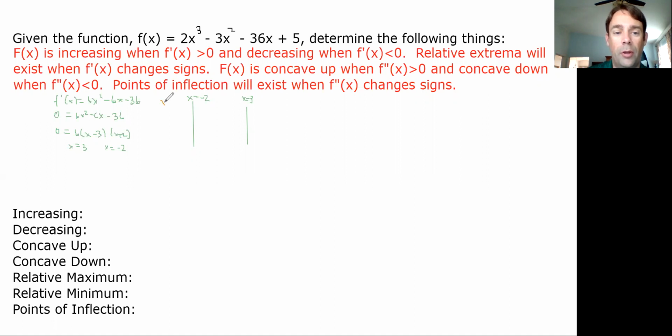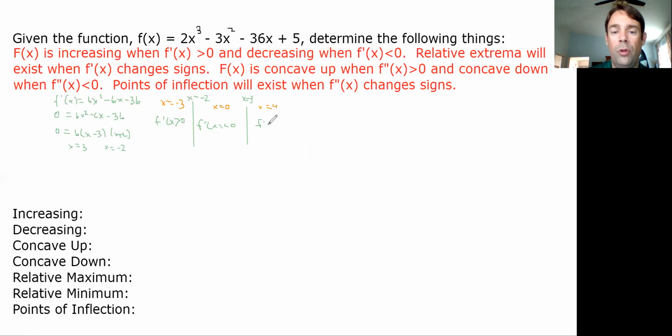So there we go. I've got to pick some test points. Let's try negative 3. Let's try, how about 0? And let's try 4. When I plug these in, the first derivative is going to be greater than 0, so that means it's increasing on that domain. If I plug 0 in here, I get a first derivative that's less than 0. It's decreasing on that domain.